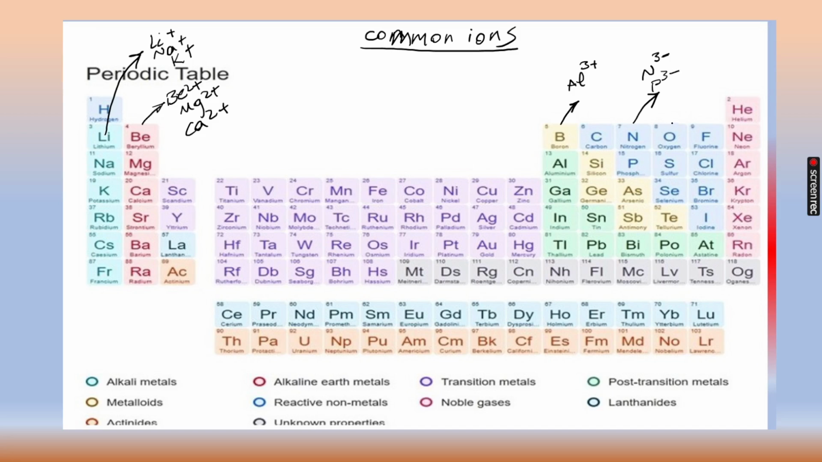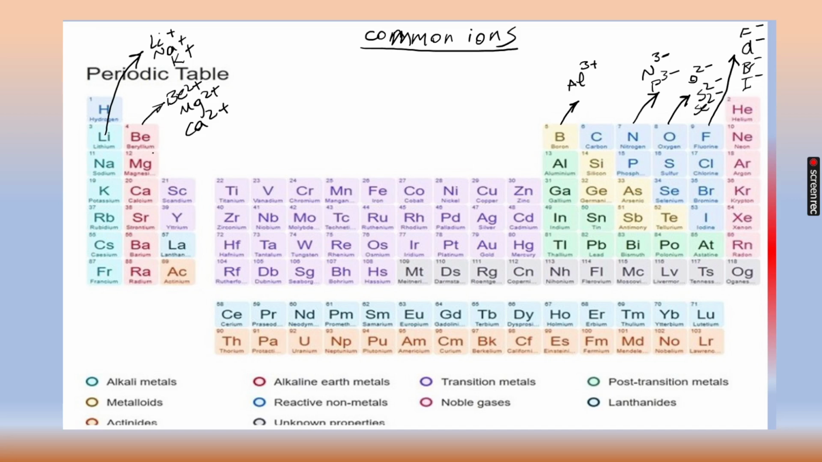Group 6 or 16, they can create ion with the 2 negative charge: O2 minus, sulfur 2 minus, selenium 2 minus. Group 7 or 17, halogens: fluorine, chlorine, bromine, iodine, astatine. They can create ion with just only -1: F minus, Cl minus, Br minus, I minus. Astatine is radioactive. We will not talk about the astatine in this part.